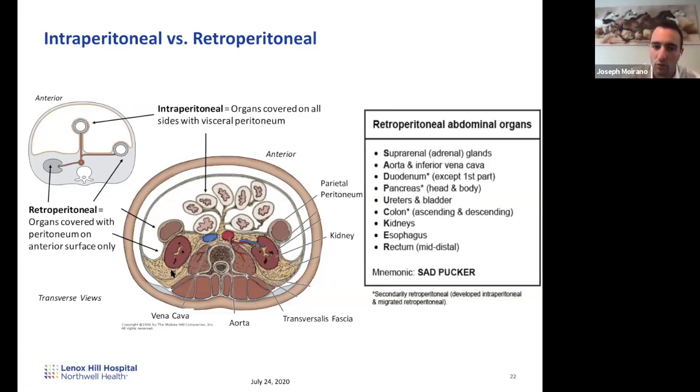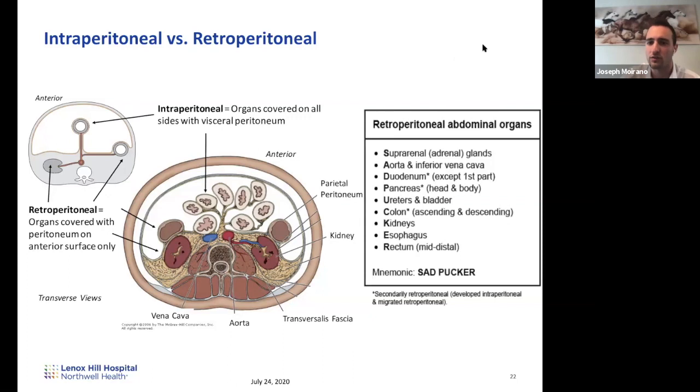And then you have other organs here like the kidneys, which you could see are only being covered by a portion of this layer. And that's what's going to make the difference between the kidney here being retroperitoneal versus these other organs like portions of the small intestines, which are going to be intraperitoneal.